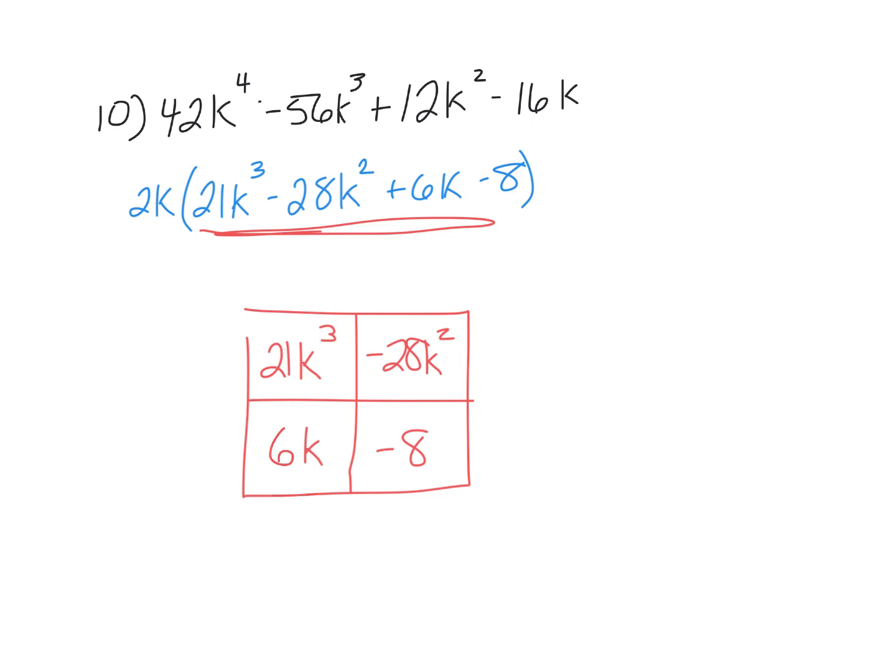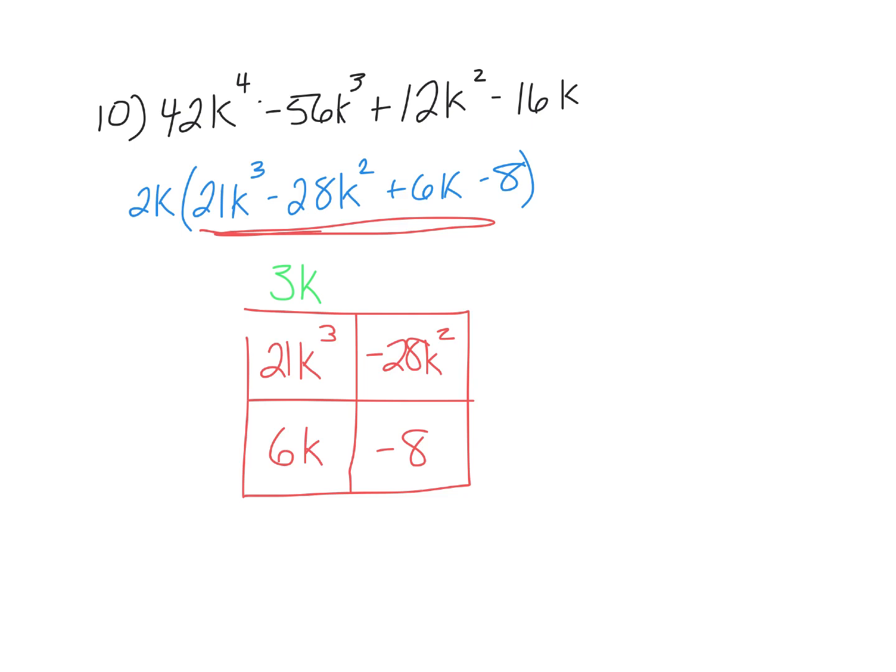Okay, so I need to find the greatest common factor for 21k cubed and 6k, so that would be 3k. How I got that so fast is, again, I think about 6 being the smaller of the two. I know 21 can't divide by 6, but I know 6 can divide by 3, and I know 21 can divide by 3. So it's 3, and then I have one shared k between them.